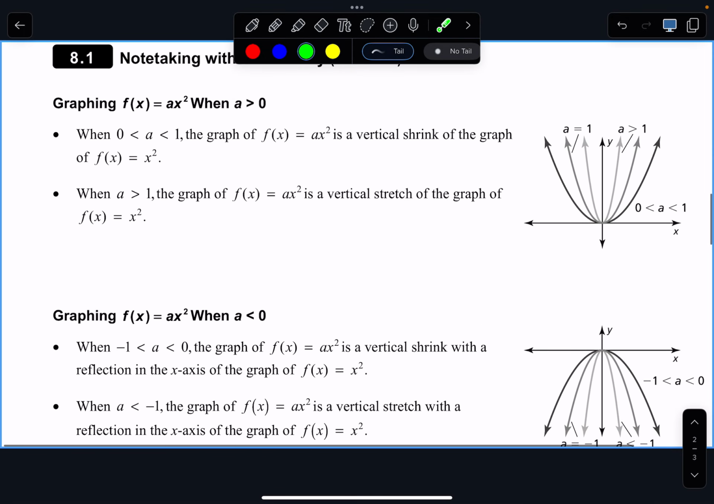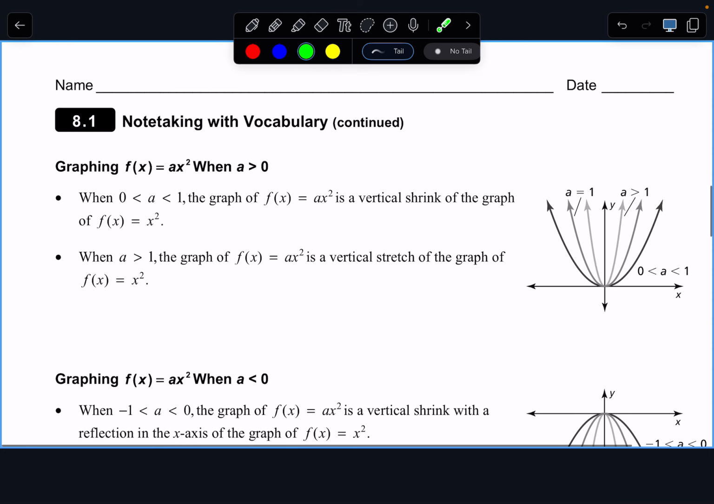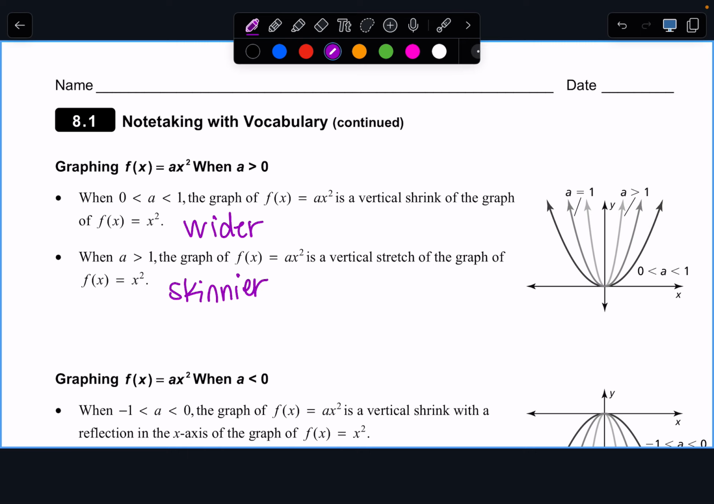All right. So on the next page, go to 248. What we know is that if A is less than 1, then I want you to say wider. But if A is bigger than 1, oh, no, I got that backwards. They have it in the weird order. Okay, so this is going to be wider. Greater than 1 means it's going to be skinnier.